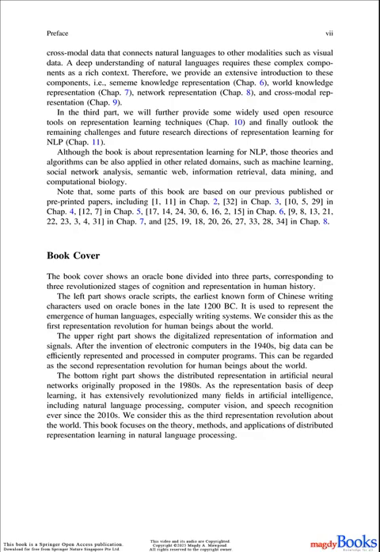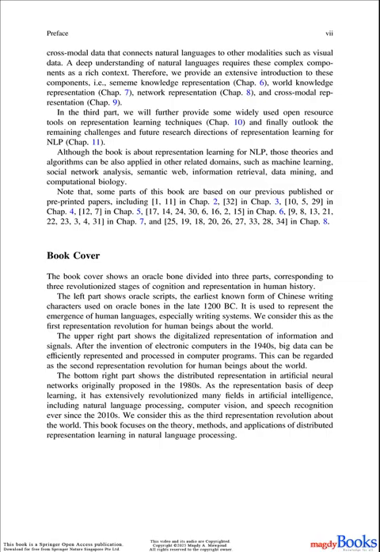Book cover. The book cover shows an oracle bone divided into 3 parts, corresponding to 3 revolutionized stages of cognition and representation in human history. The left part shows oracle scripts, the earliest known form of Chinese writing characters used on oracle bones in the late 1200 BC. It is used to represent the emergence of human languages, especially writing systems. We consider this as the first representation revolution for human beings about the world.